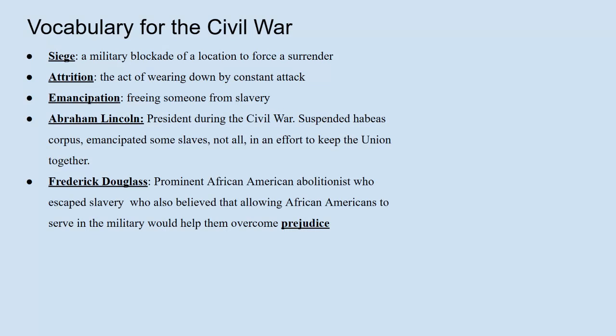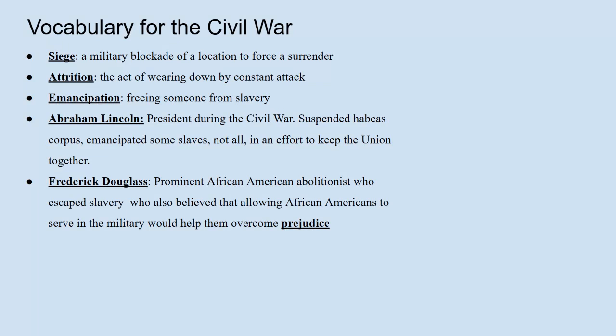Another guy is Frederick Douglass. He's a prominent African-American abolitionist. Remember, abolitionists want to abolish slavery. They want to get rid of slavery. He is a former slave. He escaped slavery in Maryland and made his way north.